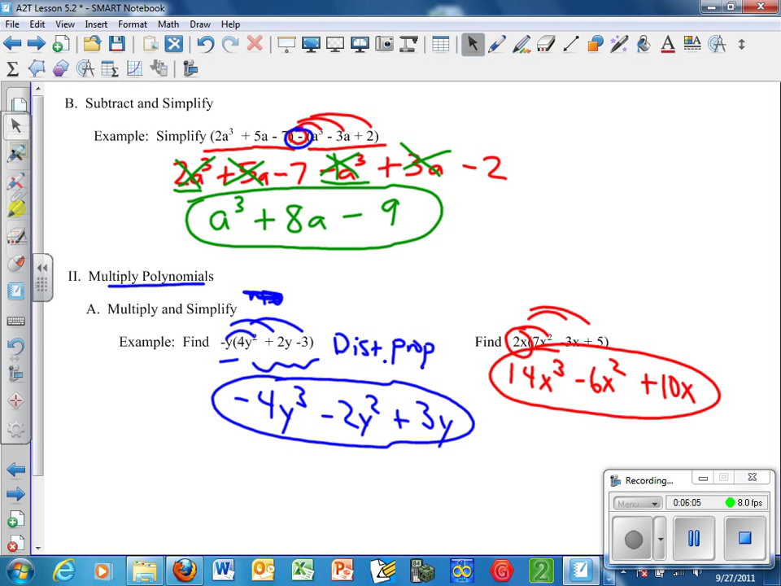So if you multiply a monomial times whether it's a binomial or trinomial or four-term polynomial, you distribute if you have a monomial outside of it.